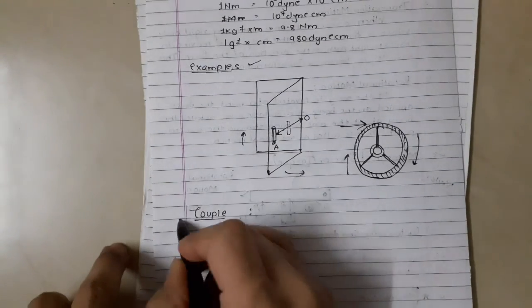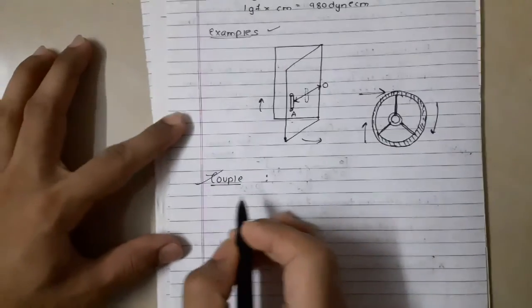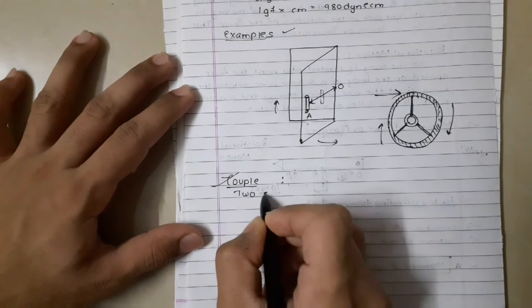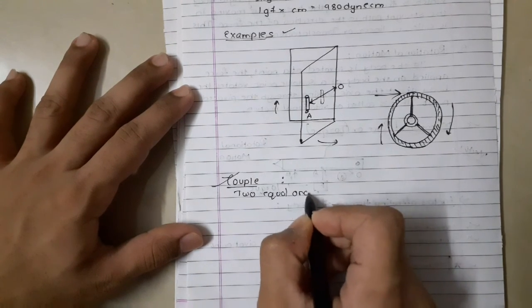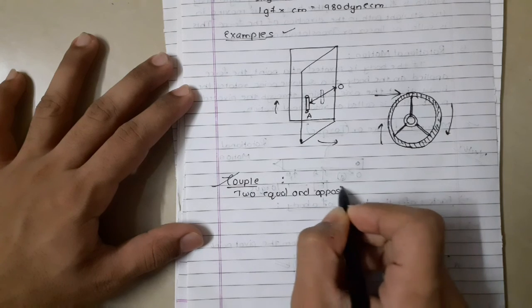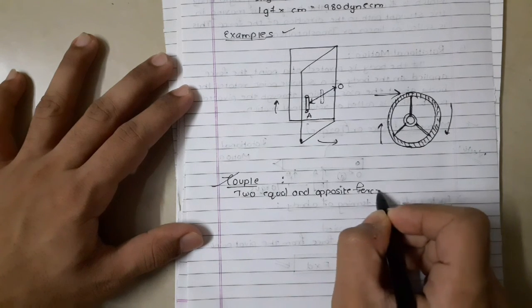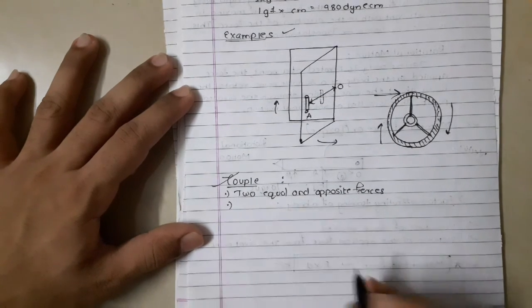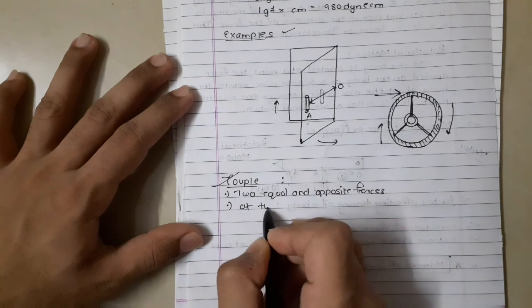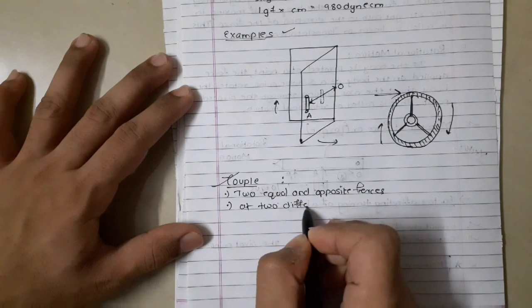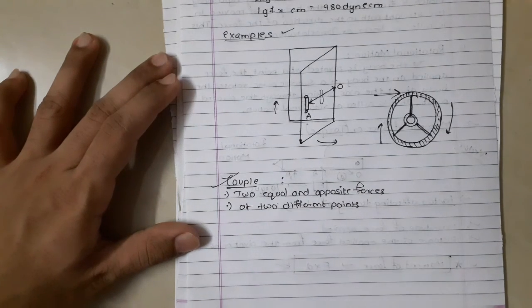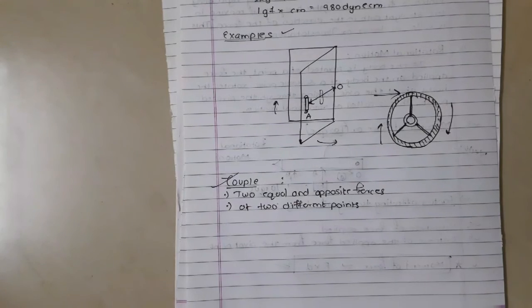So let's move on further by writing the important points. First, two equal and opposite forces, and second, at two different points. Cool. Okay, there are lots of examples of couple.